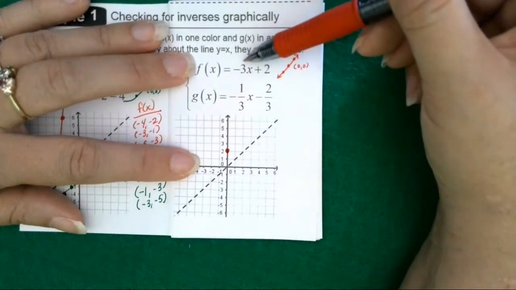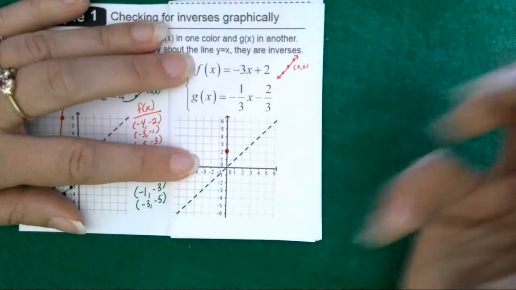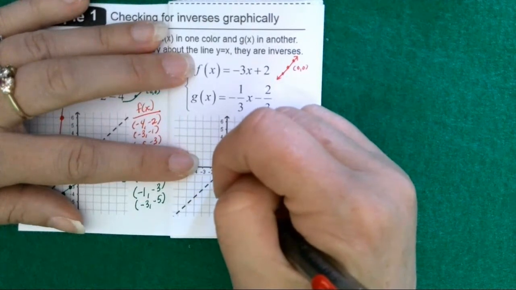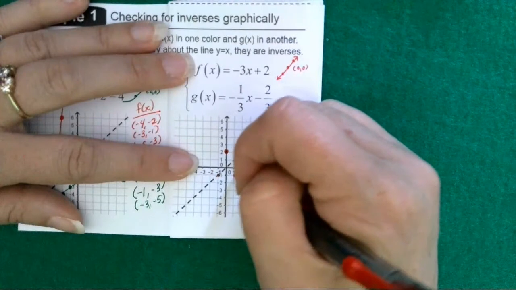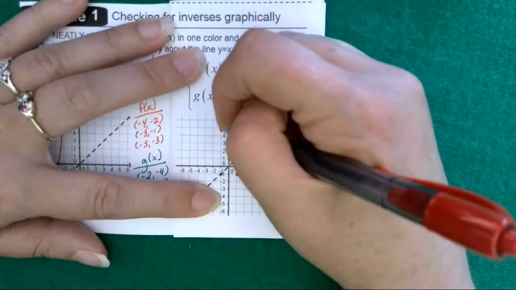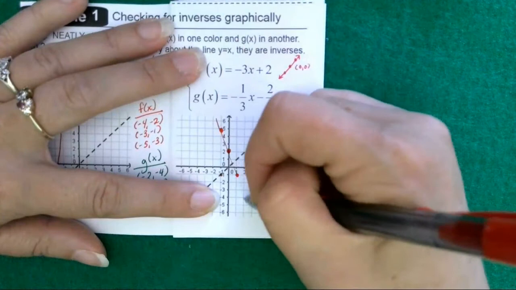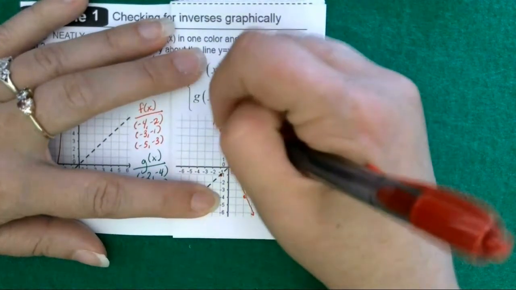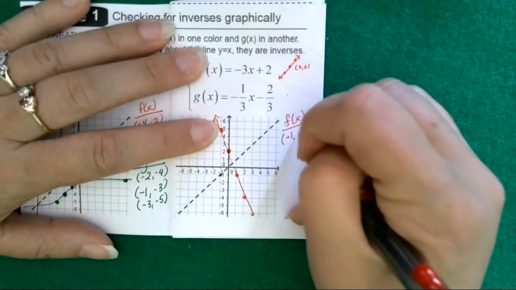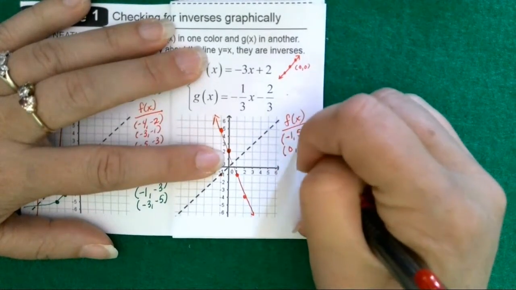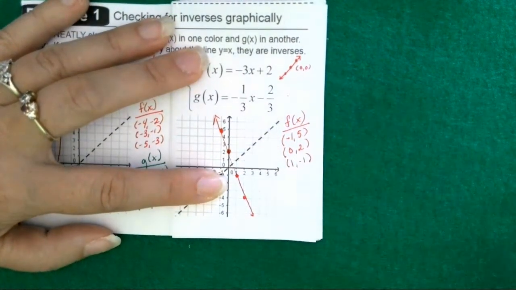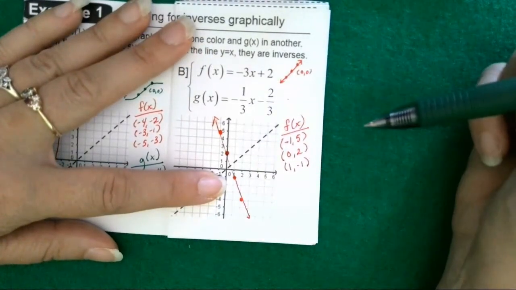The a is a -3, so I'm going to use that as my slope. So I'm going to go down 1, 2, 3, and to the right one, or up 1, 2, 3, and to the left one. Okay, and that line will go through these points. So my f of x passes through the points (-1, 5), (0, 2), and then (1, -1). Okay, those would be my 3 anchor points that corresponded to the parent graph.